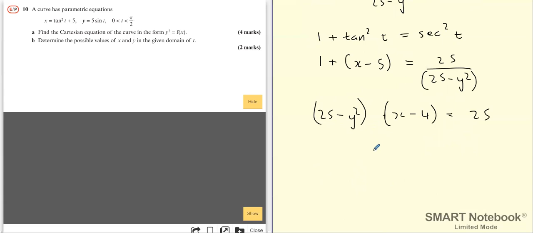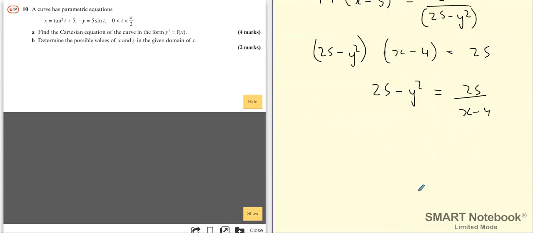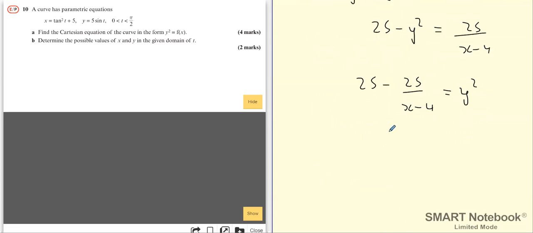And so we get 25 minus y squared equals 25 over x minus 4. And if I want to make y squared the subject, I'll move this fraction to the left-hand side and move y squared over to the right-hand side. So we get 25 minus 25 over x minus 4 equals y squared, which you can, of course, put over one denominator. So that's one answer maybe.